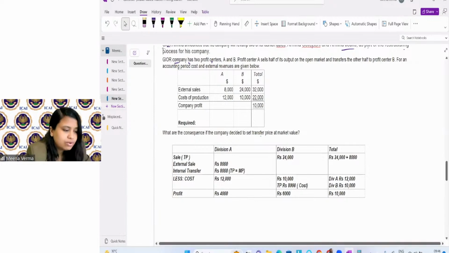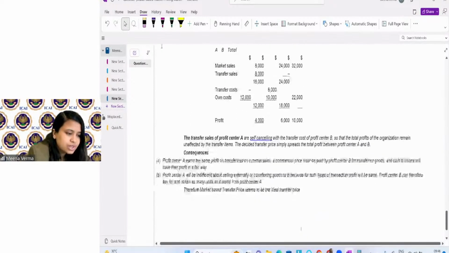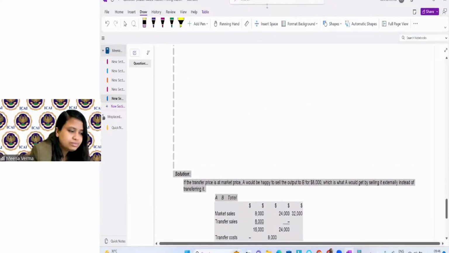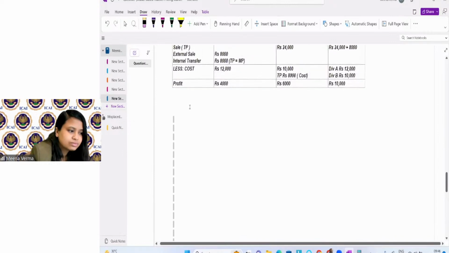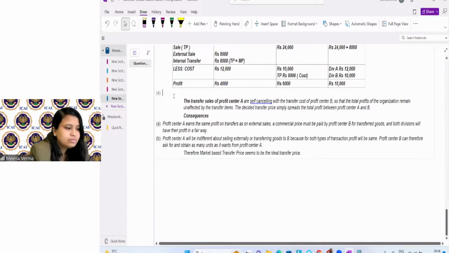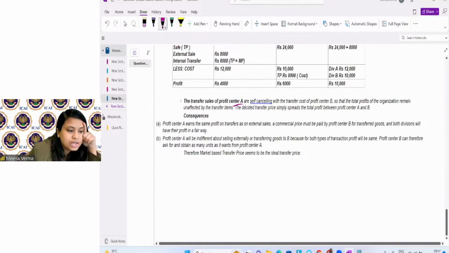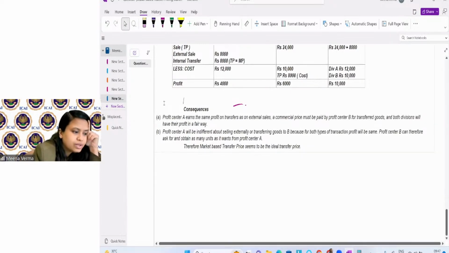Okay. So now what do we have here? Transfer price we have done. Let's talk about the decision, the conclusion they have made. Let's read it. Okay, so what is given here? Transfer sales of profit center A are self-canceling against the transfer cost. We know this is not affecting the overall profitability. Consequence: profit center A earns the same profit on the transfer as on external sale.